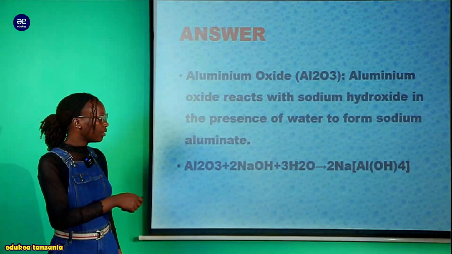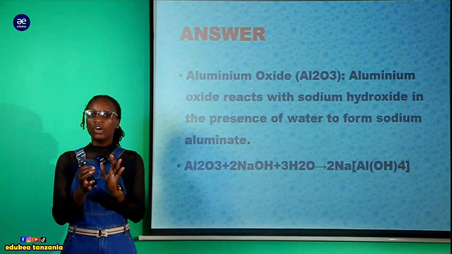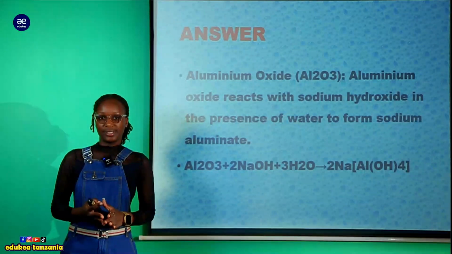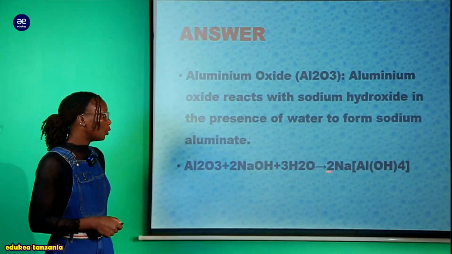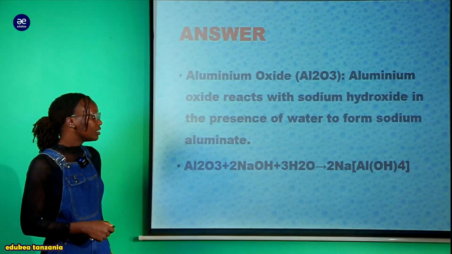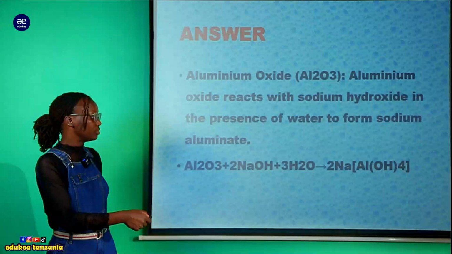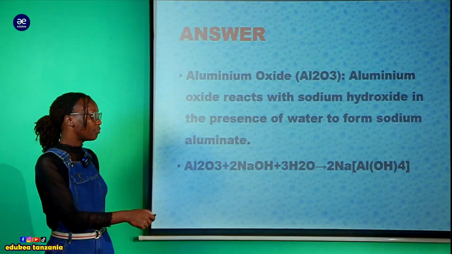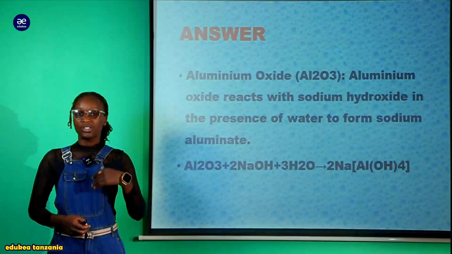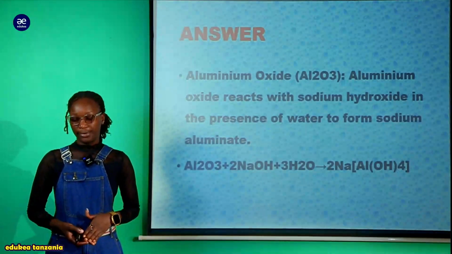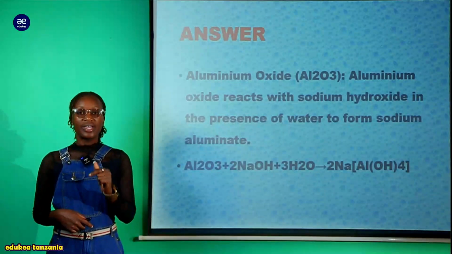molecule. Ndio maana unaona hapa in the presence of water kunakuwa na condition, kwa hiyo lazima kunakuwa na hizo moistures au kunakuwa na hizo water molecule. Therefore, we are going to have the 2 moles of sodium aluminate. Hii compound ipo kwenye complex compound, as you see here kuna hizi kind of brackets, afu ndani kuna huyu aluminum hydroxide. Kwa hiyo tunaita sodium aluminate compound. Hapo ni baada ya kureact with the strong base.